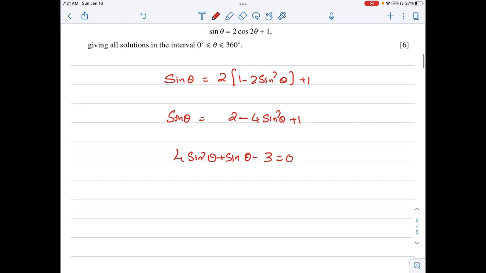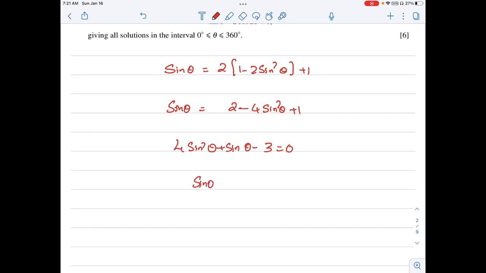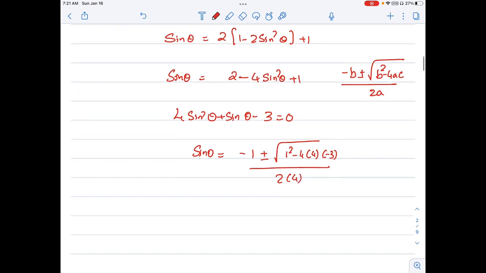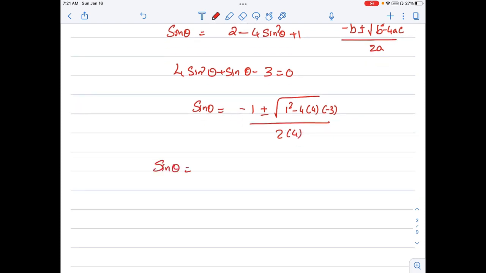So it's a quadratic. Use the formula minus b plus or minus square root of b square minus 4ac upon 2a. So minus 1 plus or minus square root of 1 square minus 4 times a is 4 and c is negative 3, upon 2 times 4. So sin theta is equal to negative 1 plus or minus square root of 1 plus 48, since 16 times 3 is 48, upon 8. I take the calculator quickly and get the values.